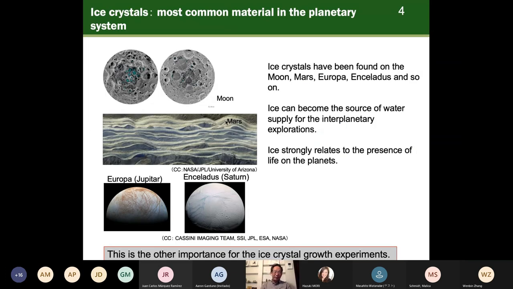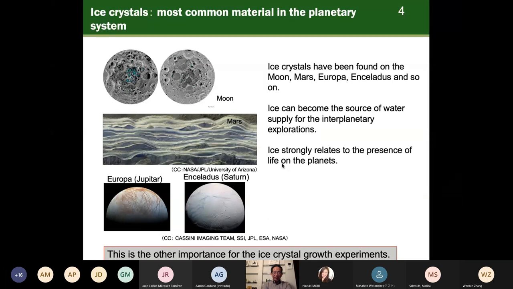And I also think I should show these pictures of ice crystals. Recently, ice crystals have been found on the Moon, Mars, Europa, and other satellites. So this ice can become a source of water supply for interplanetary exploration in the future.